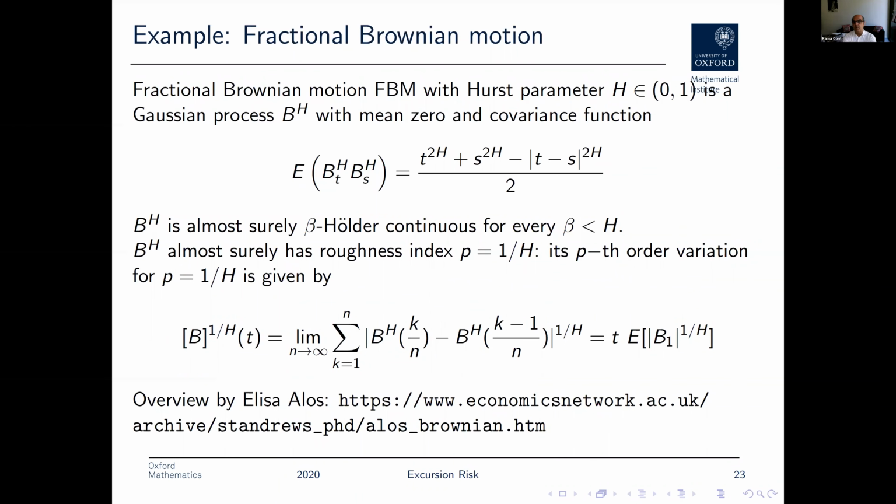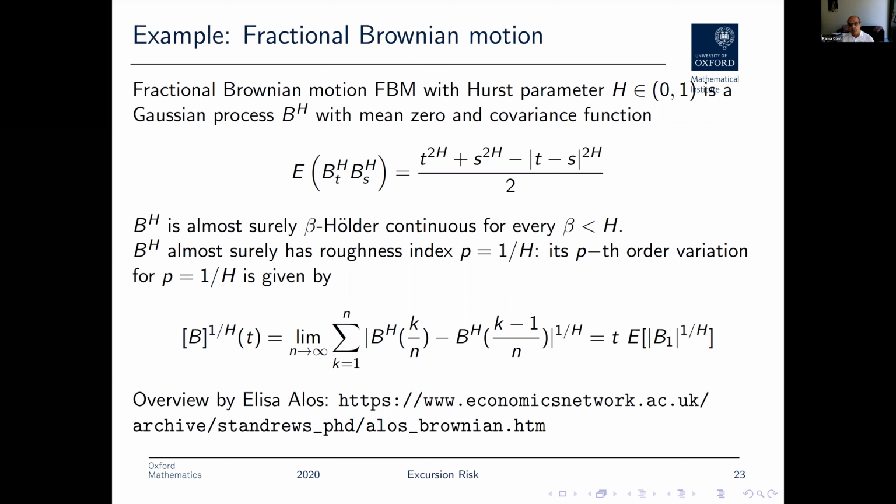Now, another example which gives us a different level of roughness is fractional Brownian motion. So what is fractional Brownian motion? It's a Gaussian process indexed by a parameter H called the Hurst index, between 0 and 1. It has mean 0 and a certain covariance function, which shows that it can exhibit long-range dependence if H is bigger than 1/2.